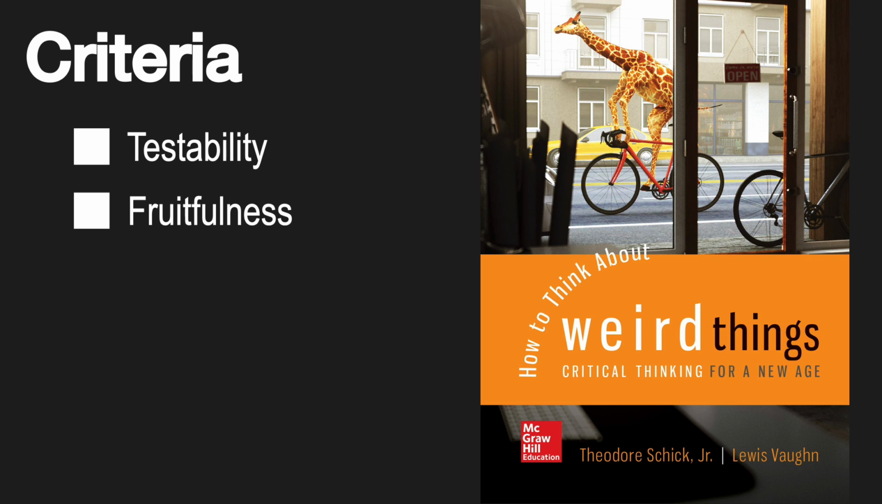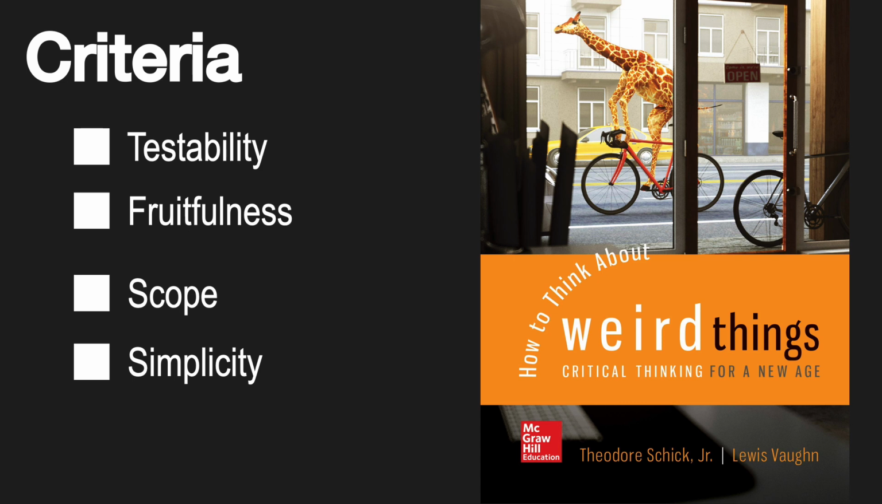The other criteria are scope, which is also known as explanatory power. How much does the theory explain? Does it unify our knowledge? Or does it invoke the inexplicable and raise unanswerable questions? Simplicity. How many assumptions or entities does it require? You may know this as Occam's razor. All things being equal, the simplest explanation is most likely the correct one. The heliocentric model was simpler than the geocentric model. And finally, conservatism. How well does the theory align with what we already know?